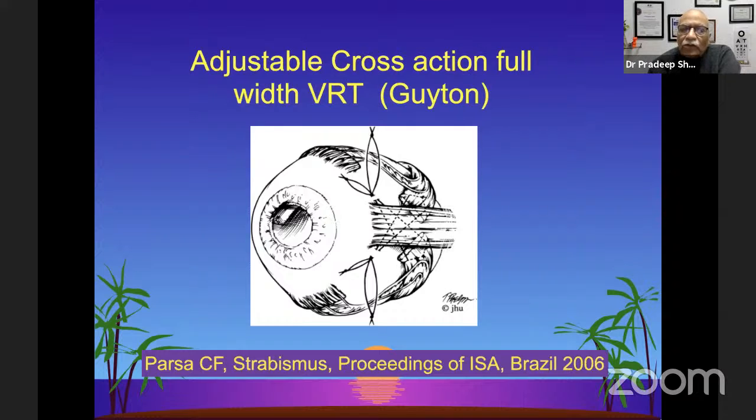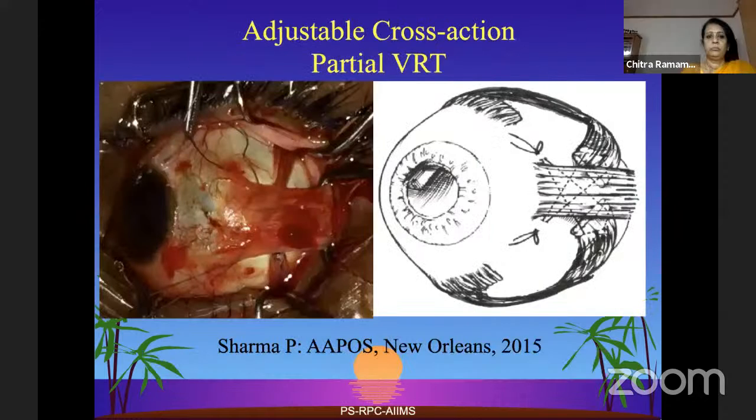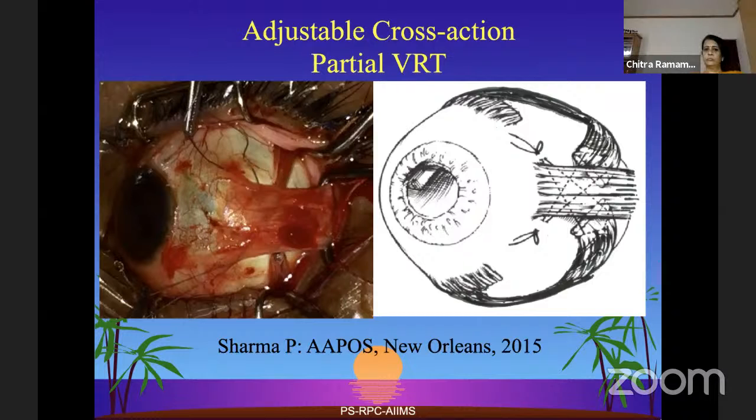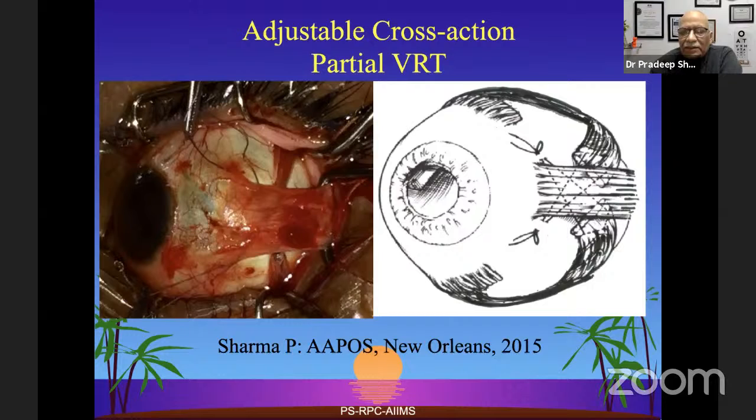But since the full width has a risk of anterior segment ischemia, we use this idea to make it possible on a partial VRT. That means only the lateral halves of the superior and the inferior recti are put on a cross-action adjustable suture, as shown in the schematic diagram, and also the post-op picture at the end of the surgery. You can see on the left-hand side, the superior and the inferior halves are put on the opposite ends of the lateral rectus. Here you can see the lateral rectus, which is paralytic, has not been disinserted or resected.